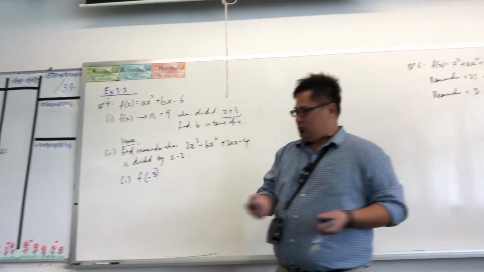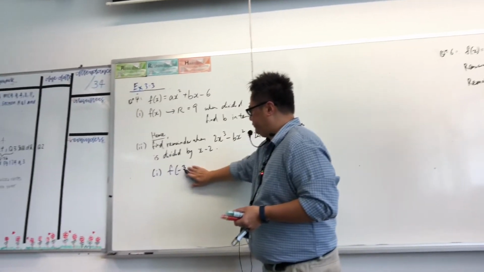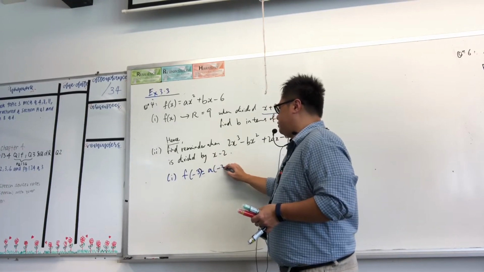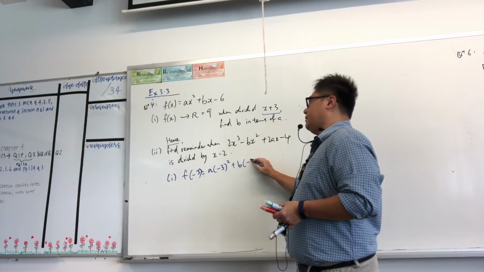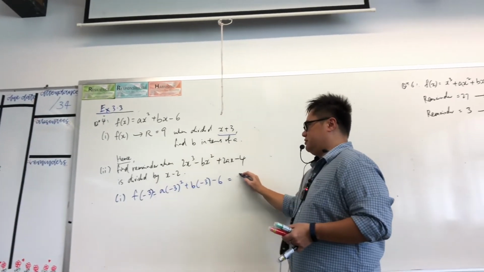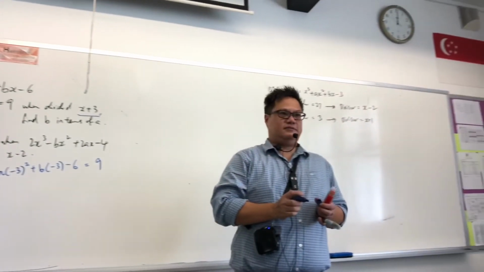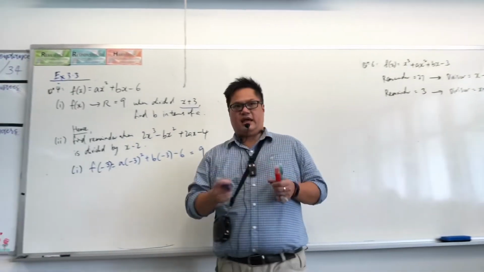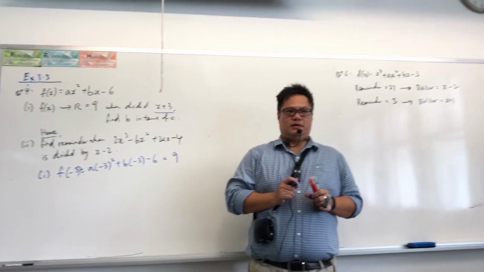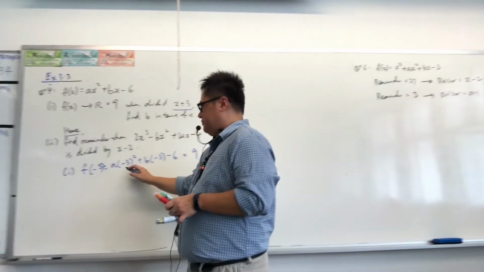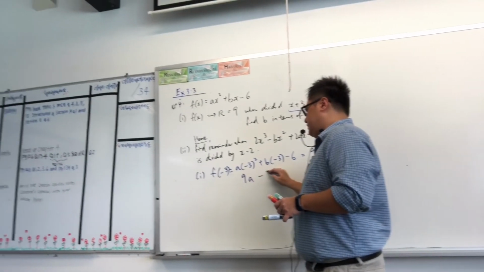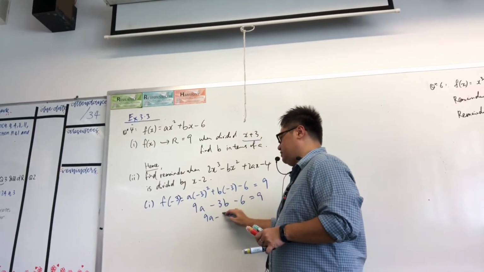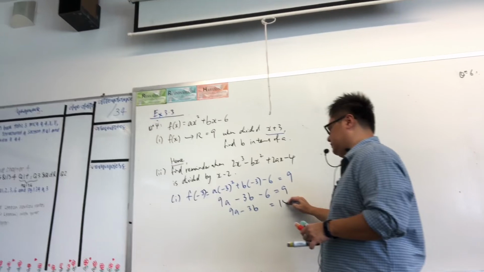Negative 3. So f(-3) equals, sub it in, a times (-3) squared plus b times (-3) minus 6. This equals 9. Do you understand this? Okay? So when you plug it in, the remainder is 9. From here, I just form an equation. This is 9a minus 3b minus 6 equals 9. So 9a minus 3b equals 15.